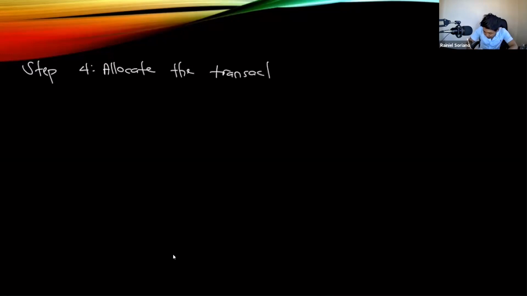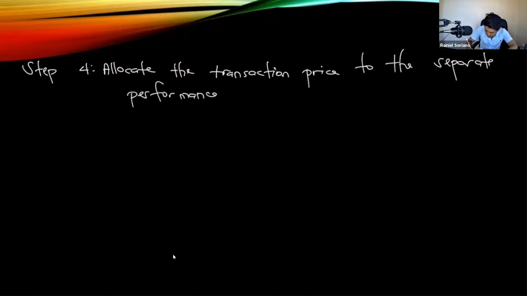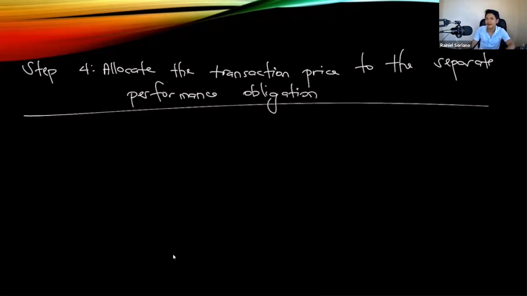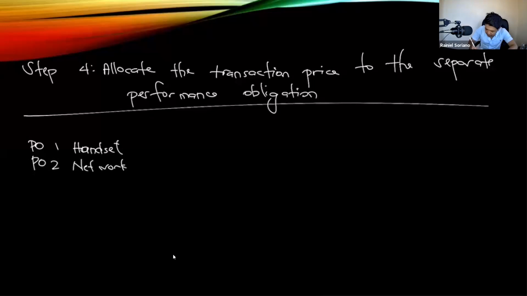Okay? Now, punta tayo sa step number 4. Step number 4 is to allocate. Once again, step 4 is to allocate the transaction price to the separate performance obligation. Okay? So in the allocation, once again, based tayo sa relative fair value. Okay? So once again, meron tayong PO1 and PO2. PO1 will be the handset. PO2 will be the network service.